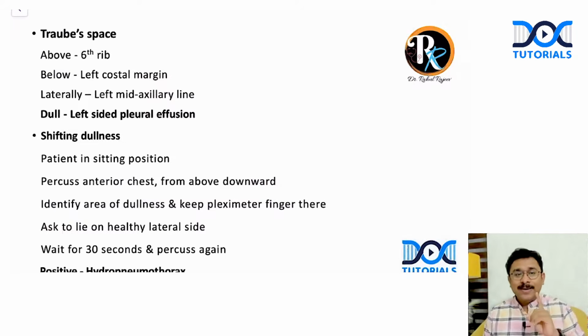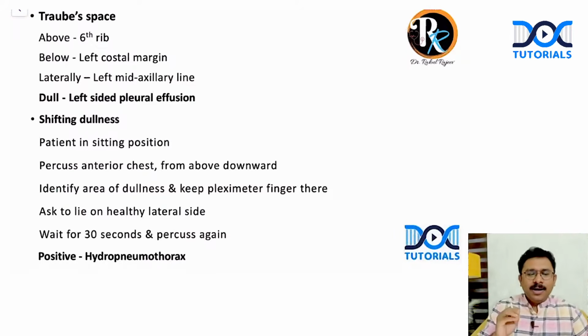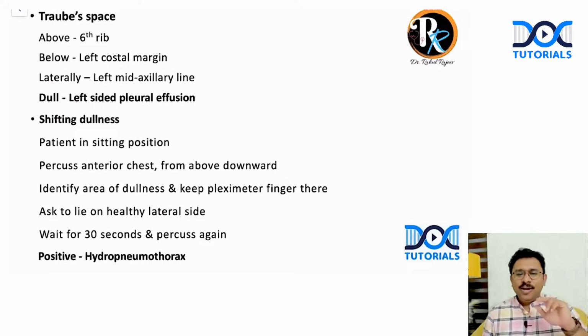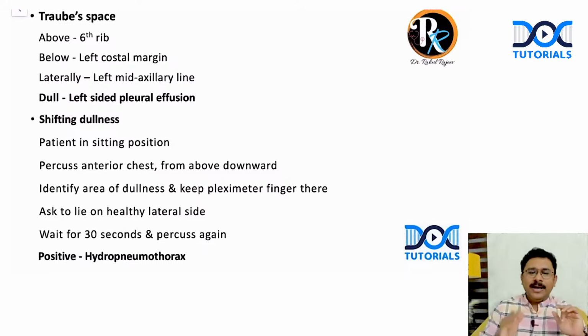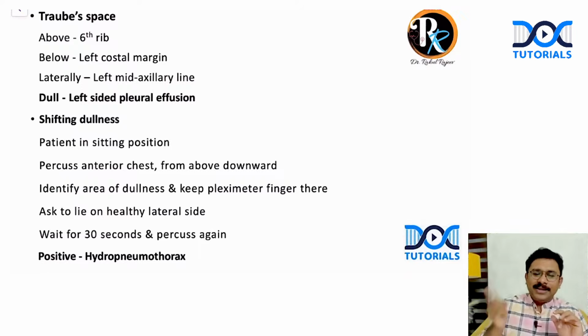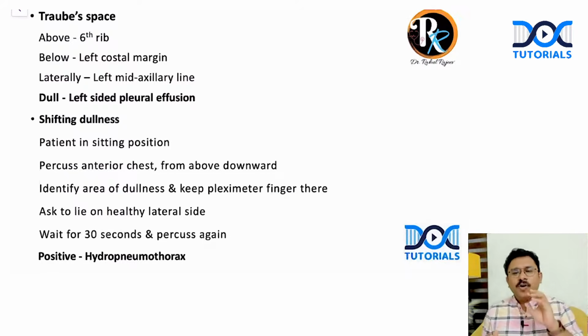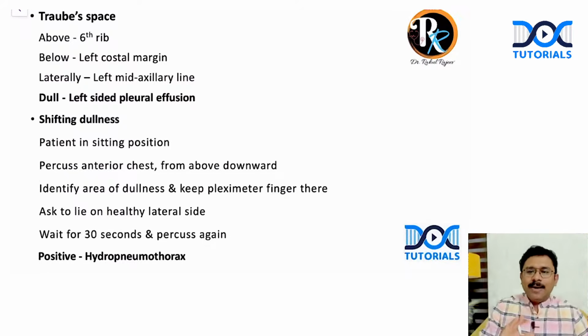Okay. Next, the examiner will ask you about shifting dullness, and he might also ask you to demonstrate shifting dullness. The patient will be in the sitting position. You have to percuss the anterior chest from above downwards, identify the area of dullness, and keep your pleximeter finger there. Then ask the patient to lie on the healthy lateral side, wait for 30 seconds, and percuss again. What is the clinical significance of this? It may be seen in hydropneumothorax. Sometimes, even if your case is not a hydropneumothorax, the examiner, just to know whether you will be able to demonstrate shifting dullness, will ask you to demonstrate it.